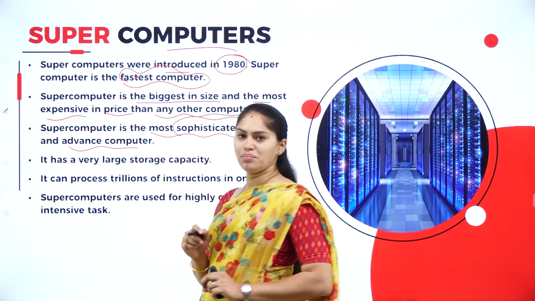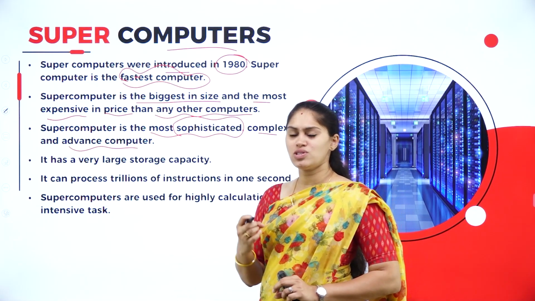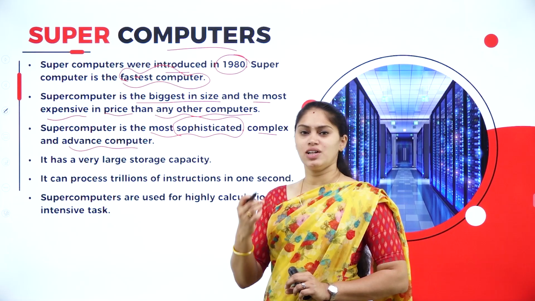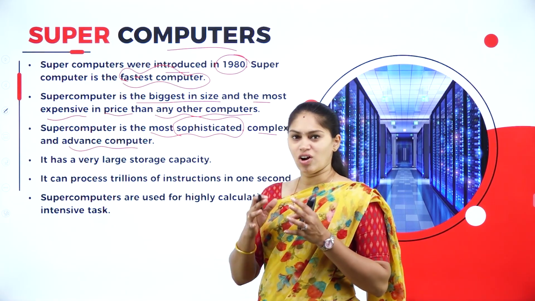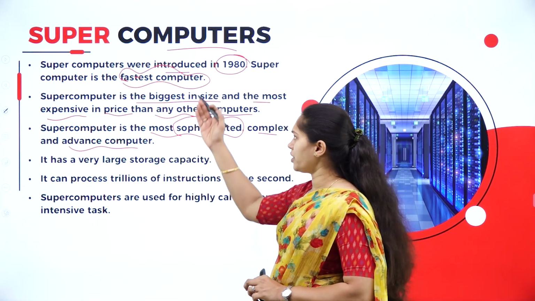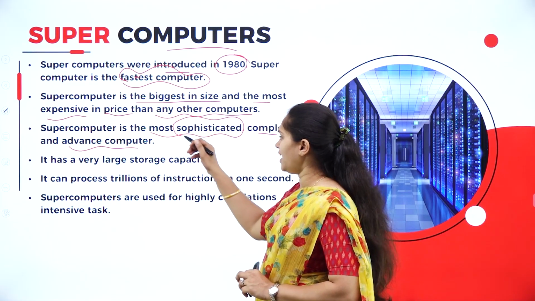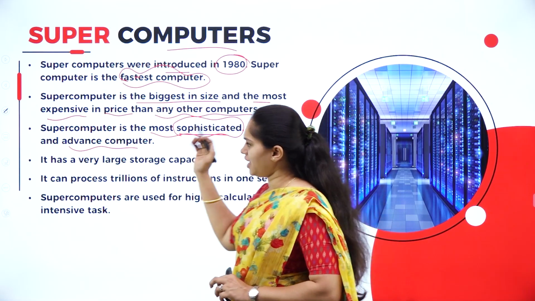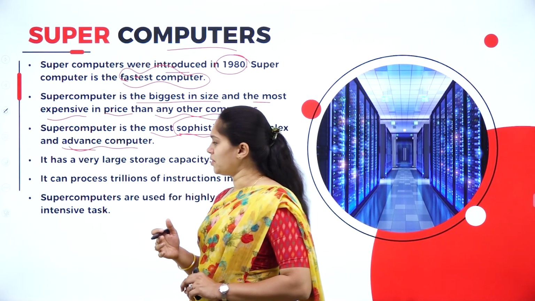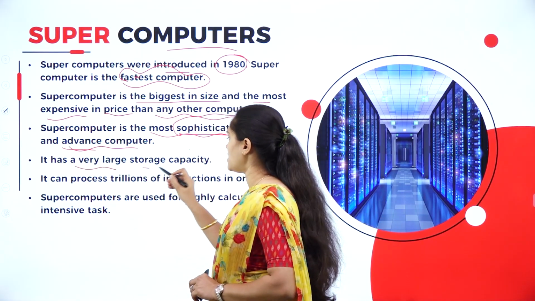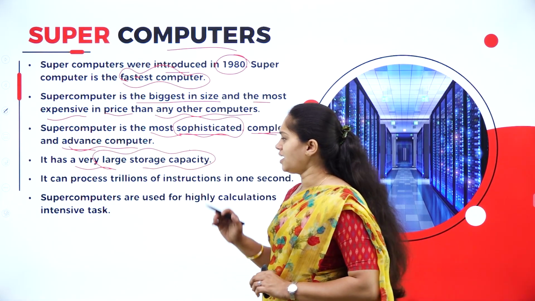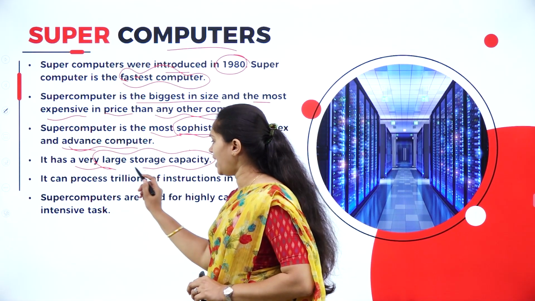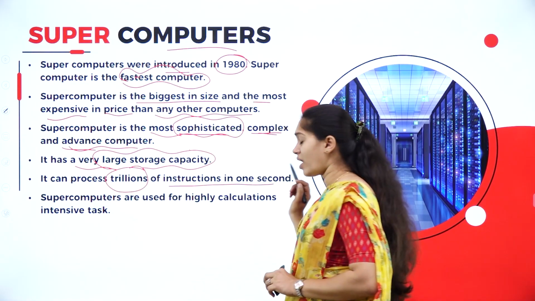It is a complex and advanced computer, and it is going to be used to resolve the high risks we have in nature. To resolve all those things, we are going to use a supercomputer. Mainly it is sophisticated in nature, a complex and advanced computer with a very large storage capacity, and it can process trillions of instructions in 1 second.